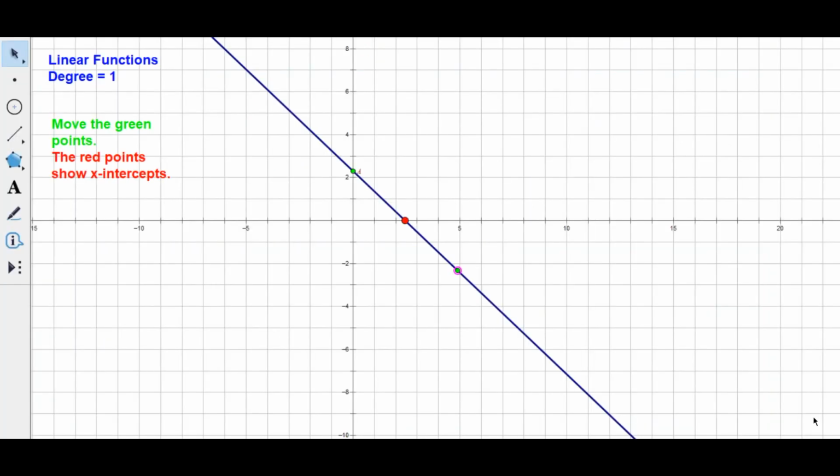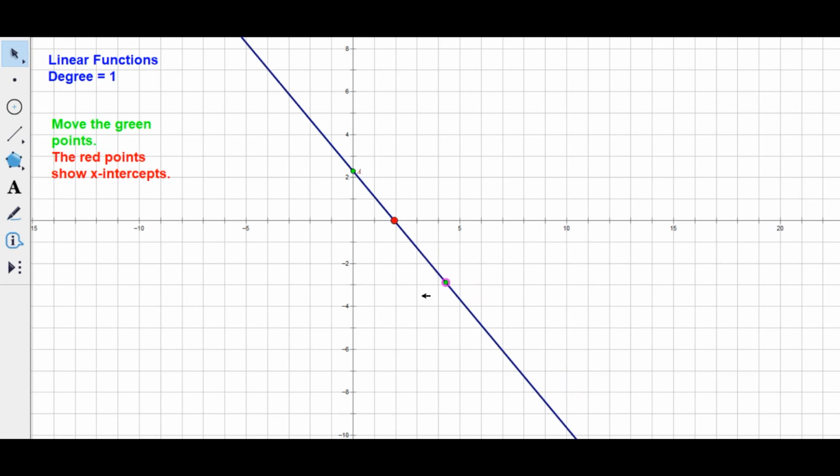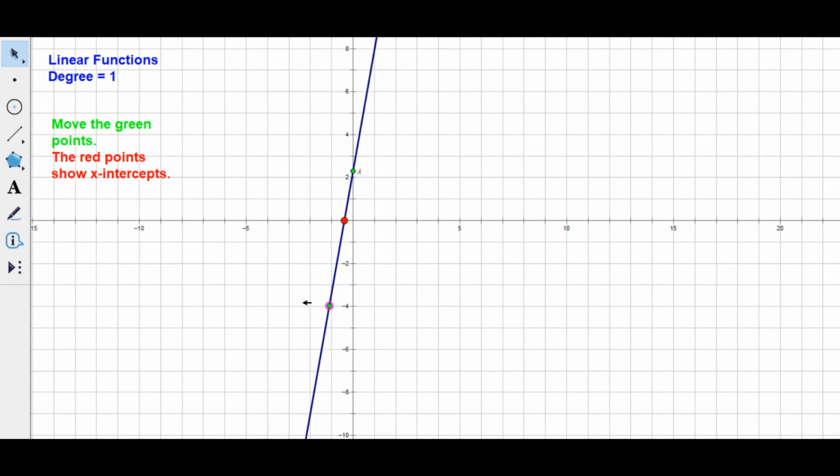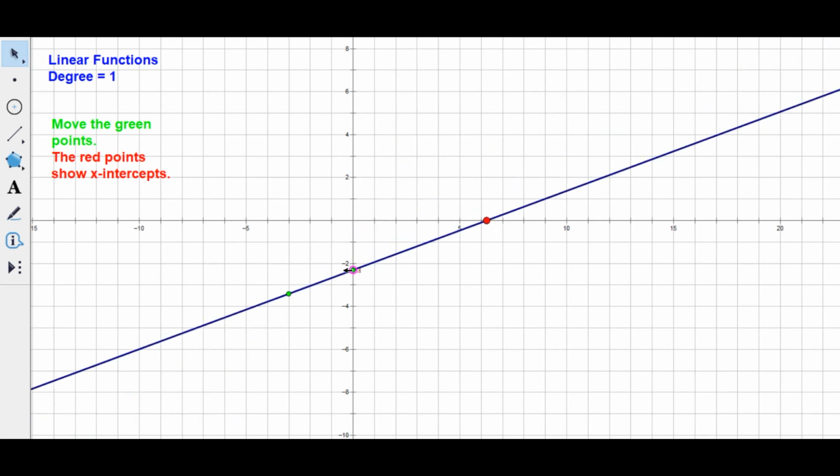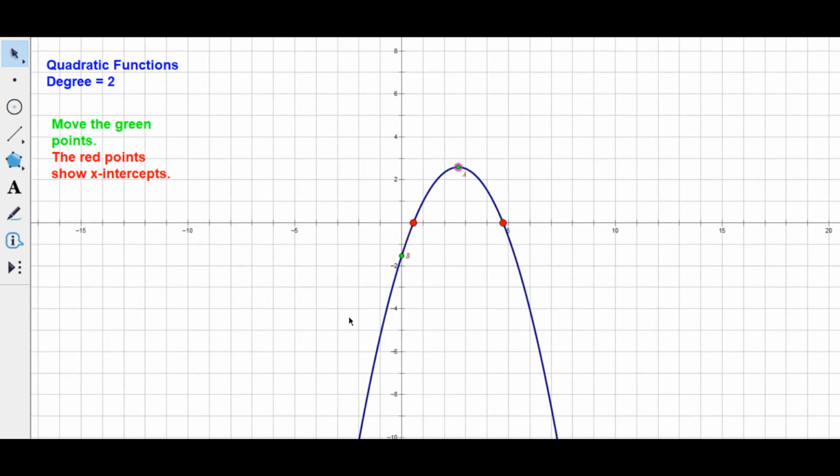Looking at a few more properties of polynomial functions, I want to look at maximum number of extrema and maximum number of x-intercepts. So here I have a linear function, which is degree 1. No matter what I do to this line, if I move these points around, I continue to have always one x-intercept and no extrema. Taking a look at a second degree function, right now we have 2 x-intercepts as noted by the red dots, and I have 1 extrema point.